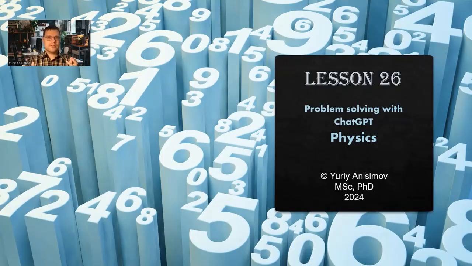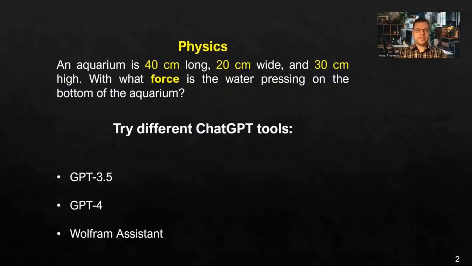So let's move on to physics. Try problem solving. The problem situation says an aquarium is 40 centimeters long, 20 centimeters wide, and 30 centimeters high. With what force is the water pressing on the bottom of the aquarium? So traditionally, let's try different tools. We'll start from 3.5 version, then 4, and then Wolfram Assistant.